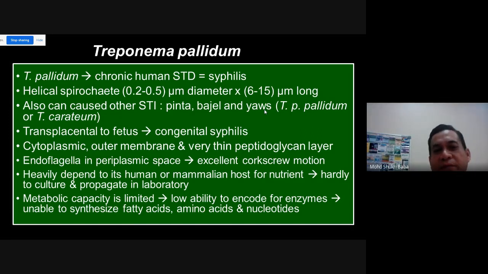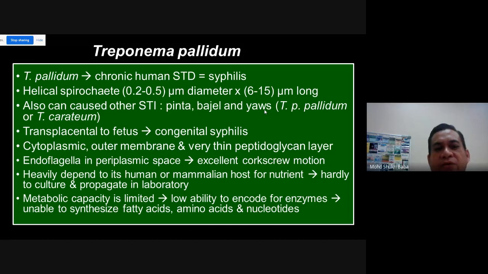Cytoplasmic membrane, outer membrane, and a very thin peptidoglycan layer. Of course, a thin peptidoglycan layer because we are still in gram-negative bacteria. Endoflagella in the periplasmic space. Remember, above the peptidoglycan layer, before reaching the LPS, there is the periplasmic space. For Treponema pallidum, the periplasmic space has endoflagella, a type of flagella located in the periplasmic space. That is why, because of the endoflagella in the periplasmic space, Treponema pallidum is a bacterium with excellent corkscrew motion. So it can move very fast, because of the endoflagella.